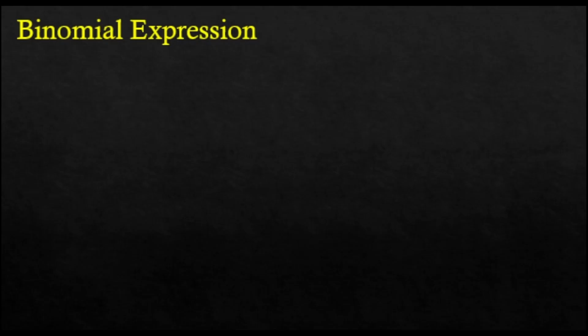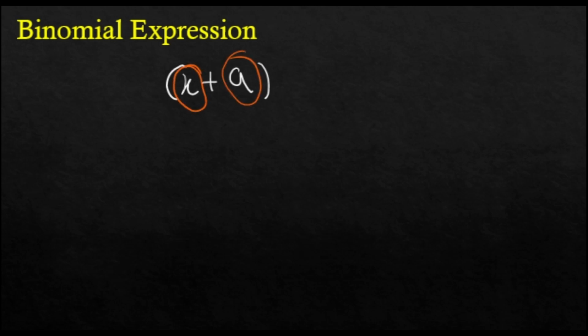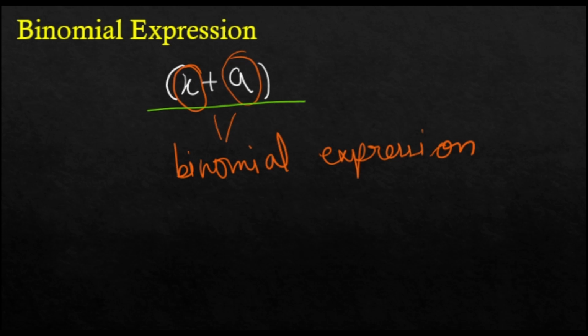Binomial expressions. An algebraic expression having two terms is called a binomial expression. If the algebraic expression has three terms instead of two, then it is called a trinomial expression. Now we are going to learn about binomial expressions. So let's look at what we have done earlier.